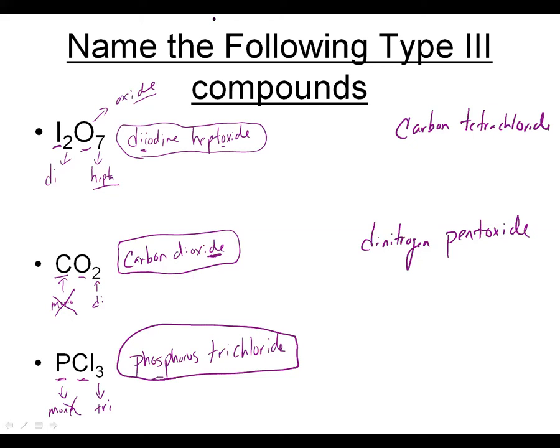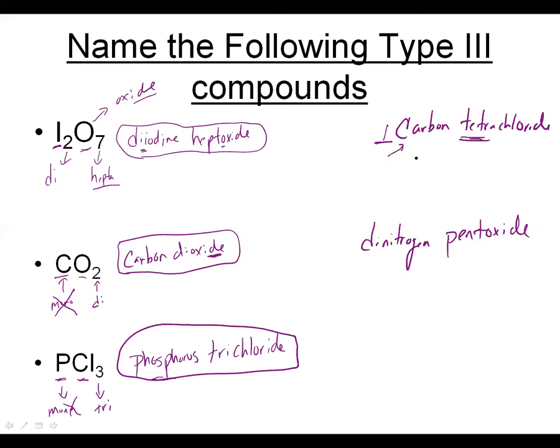Okay, so like I said, these really should take you probably 10 seconds to write the formula. Once you see these names, although we don't see a prefix here, we do see a prefix here, and that should automatically tell you that it is type 3, which means you don't have to worry about balancing charges. You don't have to worry about anything other than writing the actual formula. So when we see a name with no prefix, that implies there's only one of them.